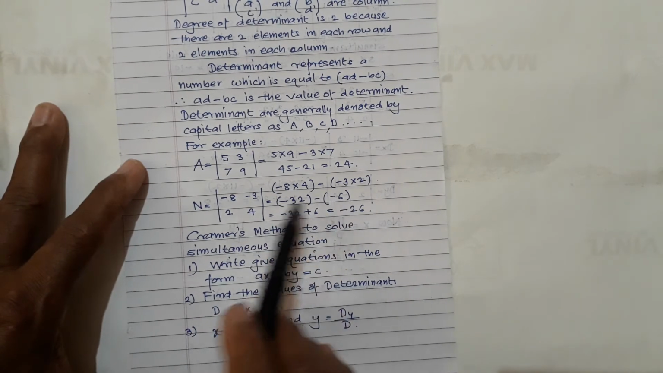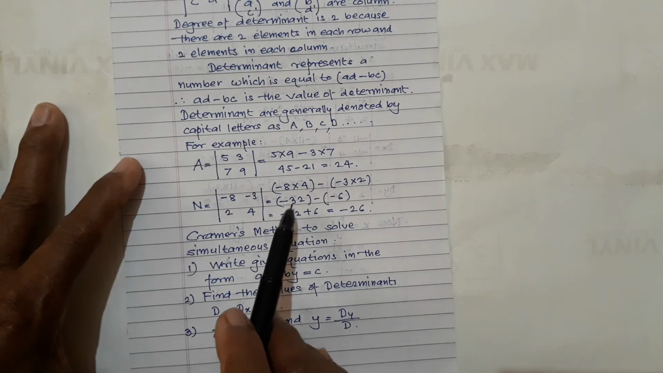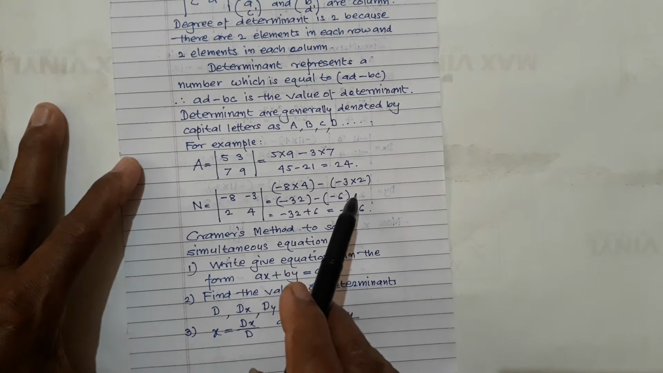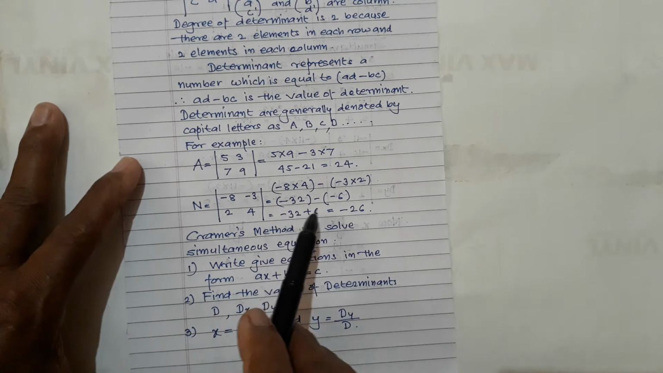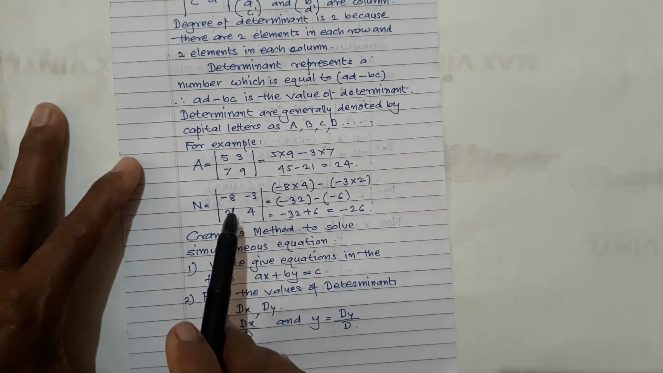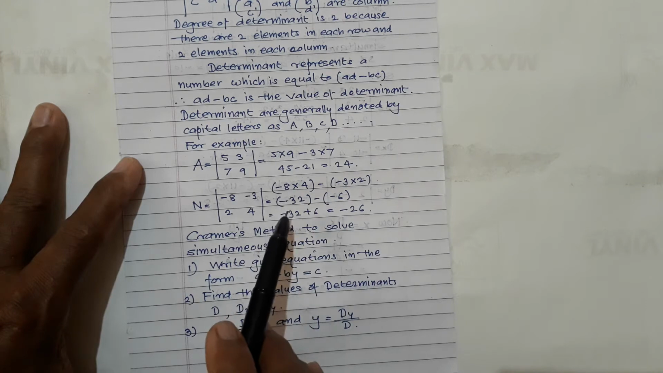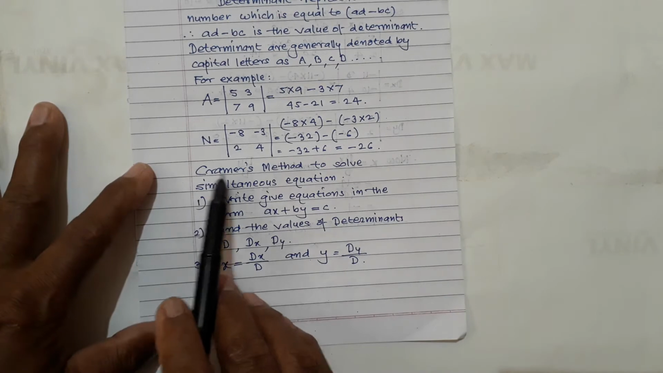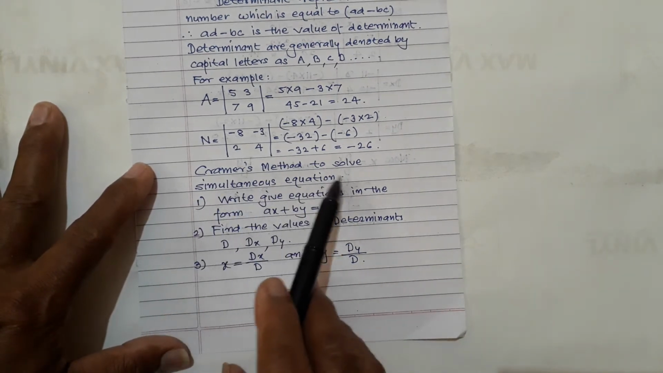Then you simplify this bracket: minus 32, open this bracket, plus. Why is it plus? Because this sign is negative. If the negative sign is outside the bracket, change the sign inside the bracket. So this is minus 32 plus 6, which gives you minus 26. So this is the value of this determinant. Is it clear?